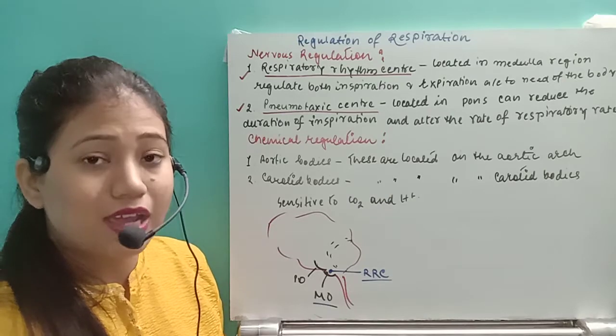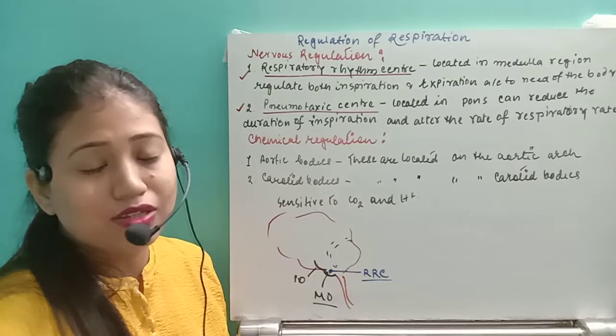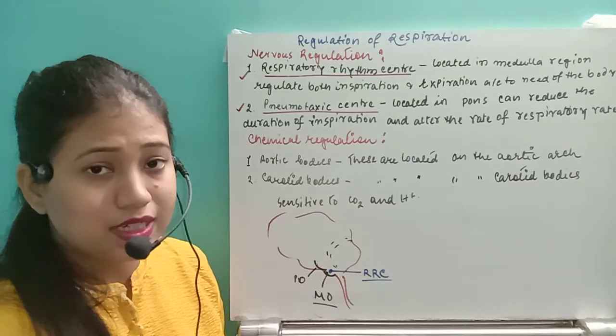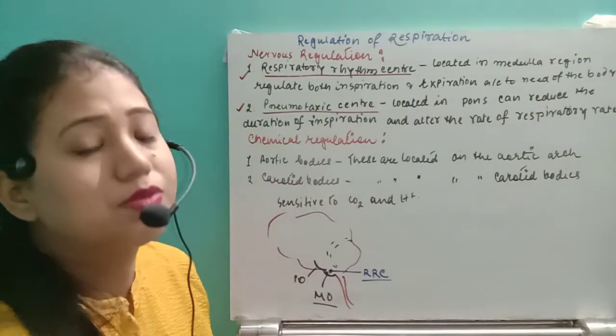Whenever we are exercising, the rate of respiration will be increased. It will be either 16 to 17, or even 20 times. So who is going to maintain that? That is the respiratory rhythm center.